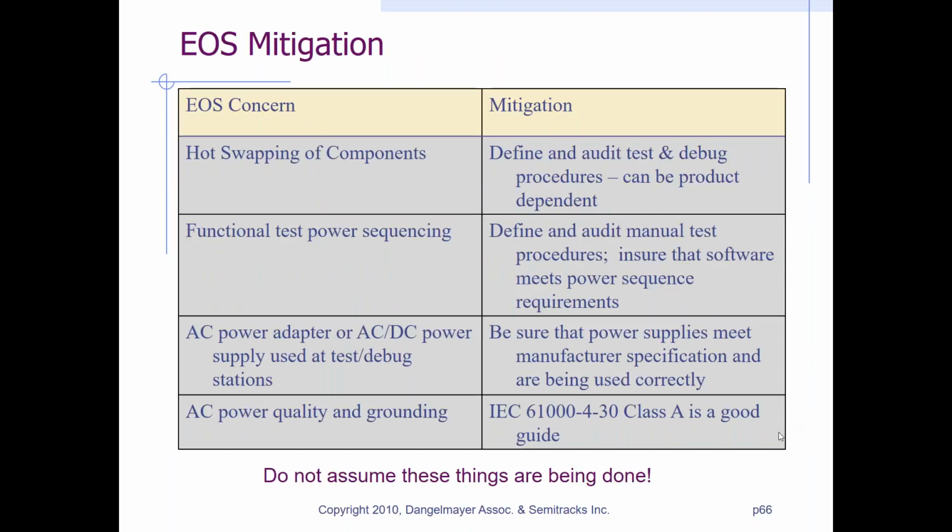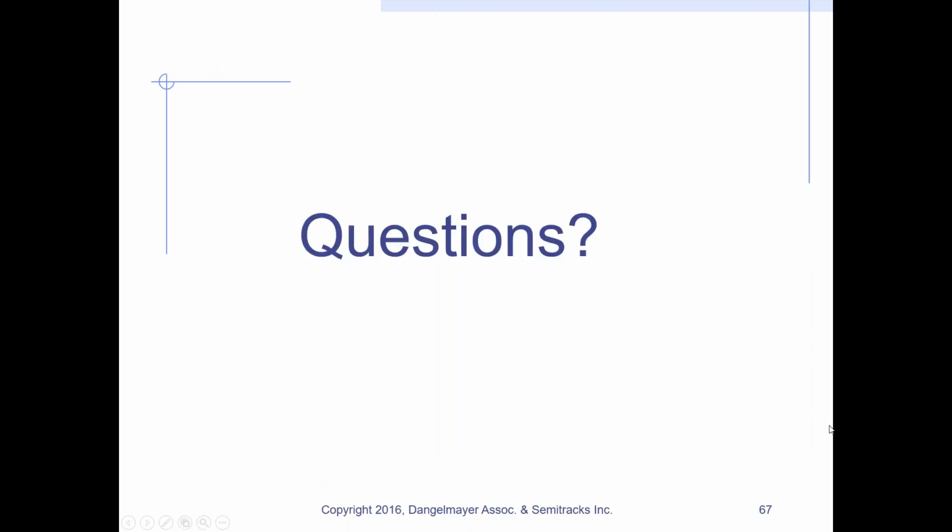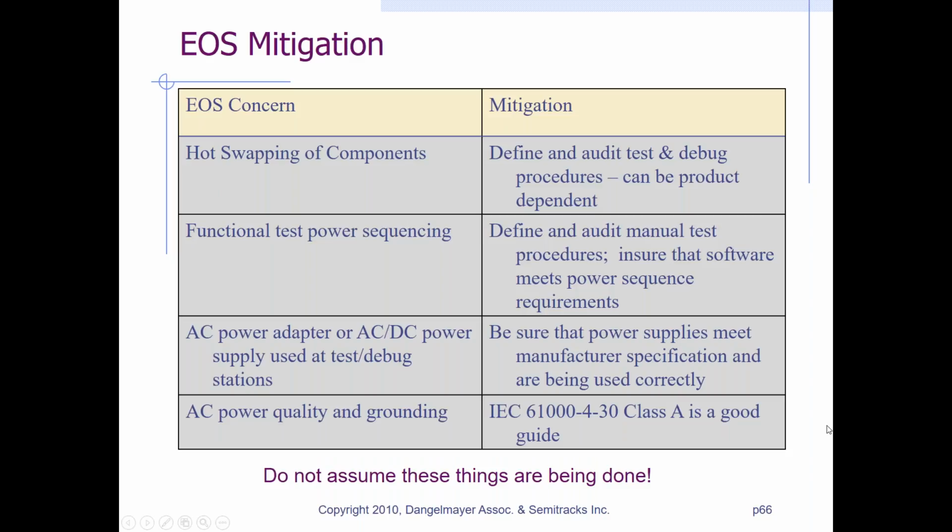And they have mitigation things that they work on when they introduce a new design. Is there hot swapping going on, and is it necessary, and how do you audit it? Is the sequencing right, and have you, for instance, ensured that the test software meets the appropriate power sequence requirements? Again, are the right adapters being used?